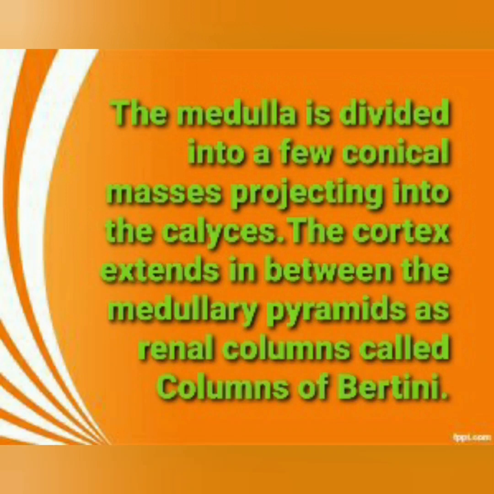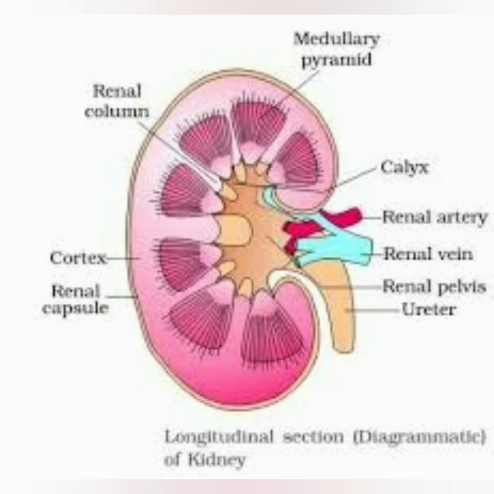The medulla is divided into a few conical masses projecting into the calyces. The cortex extends in between the medullary pyramids as renal columns called columns of Bertini. Here you can see the cortex and the medulla. Medulla forms a number of medullary pyramids. In between the medullary pyramids, you can see here the renal column extends and it is called column of Bertini.